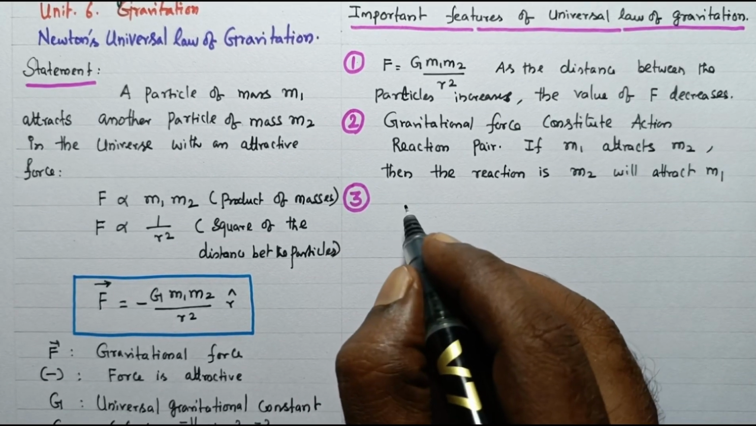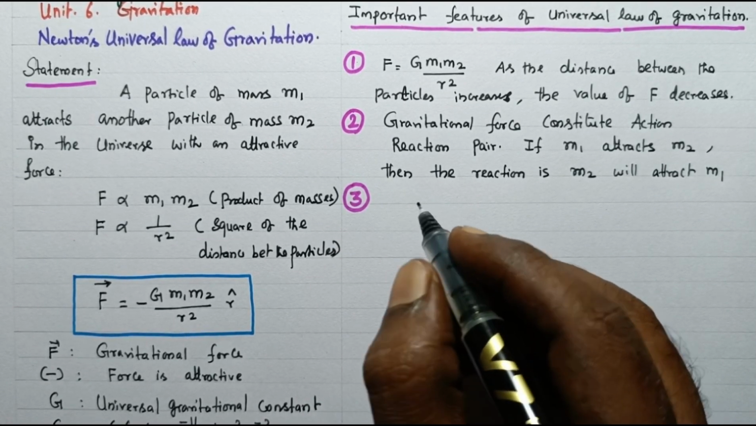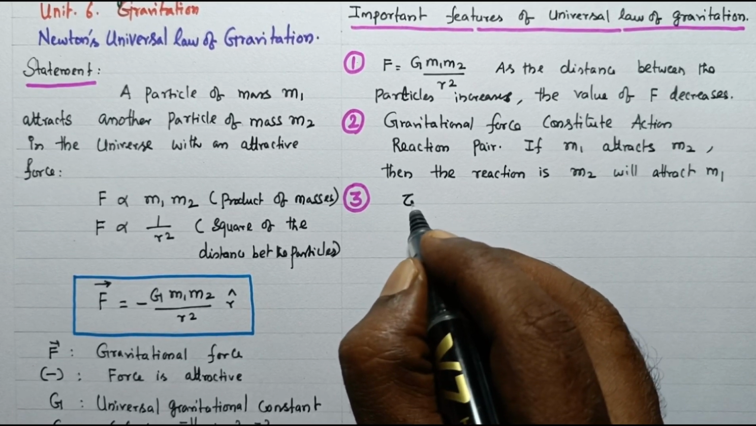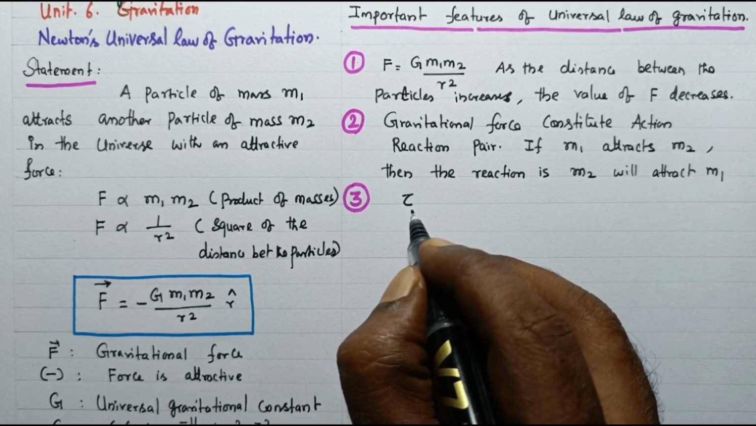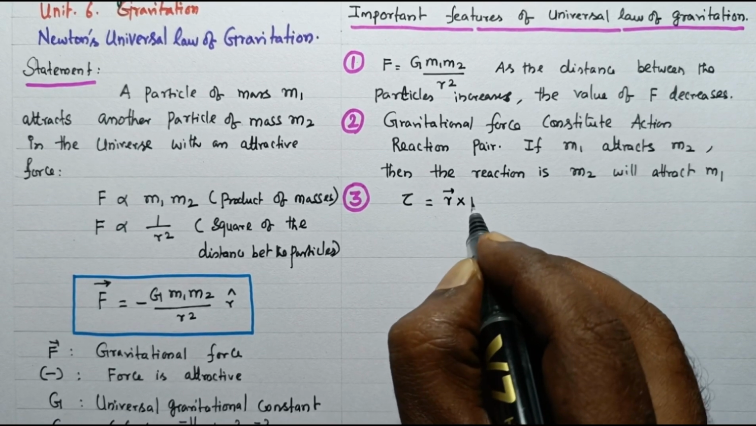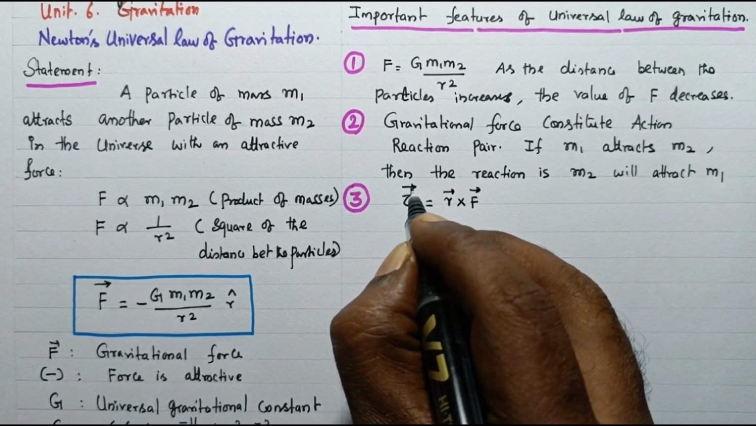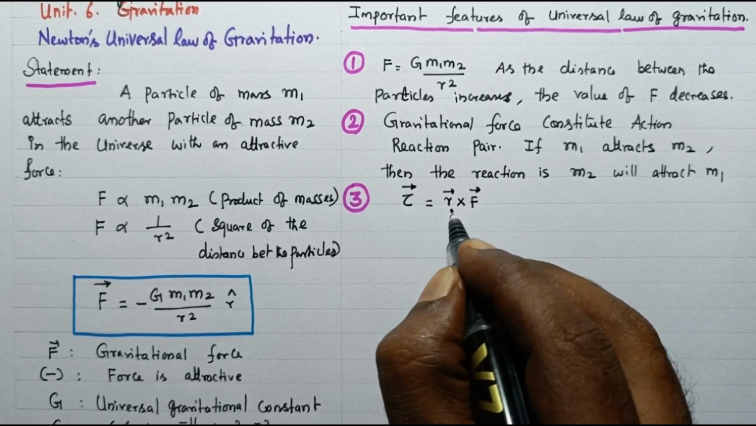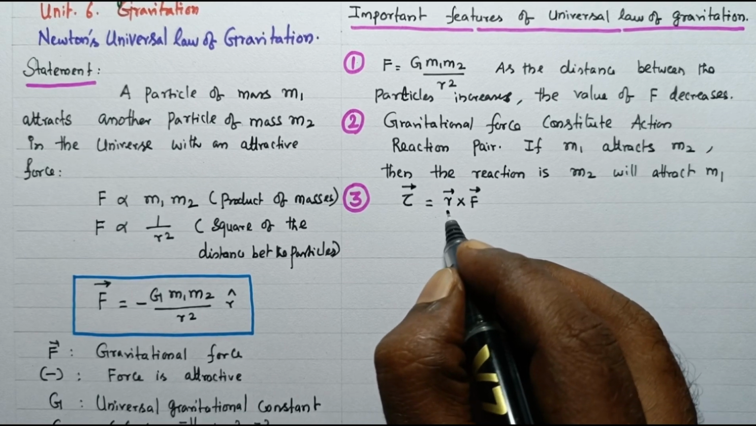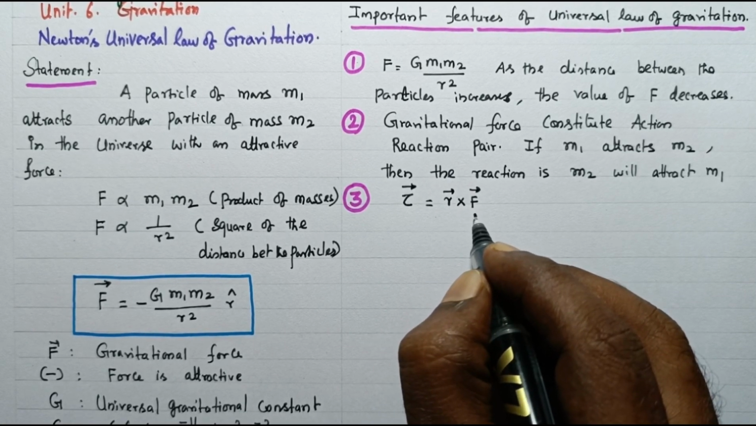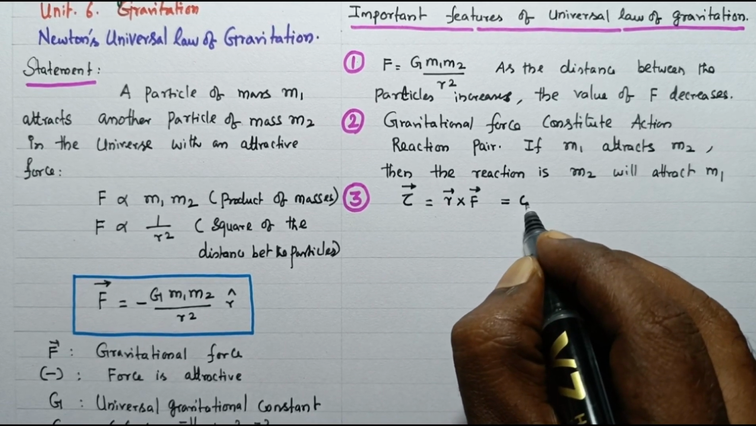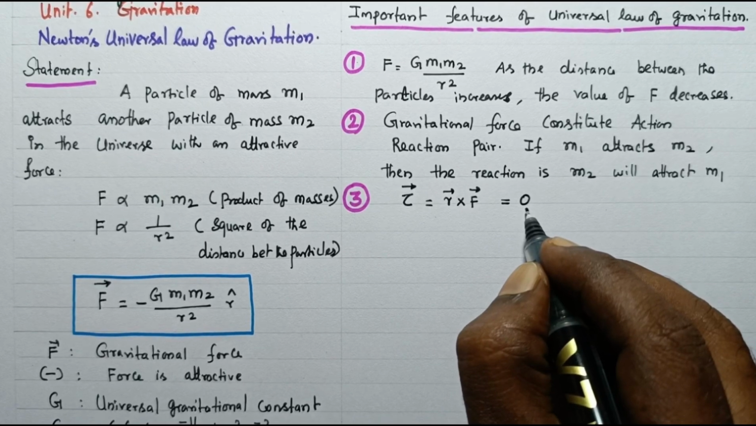Next, third point. The torque experienced by the earth due to the gravitational force. Torque is tau. Torque experienced by the earth due to the gravitational force is equal to r vector cross F. Torque is a vector quantity. So torque is equal to r vector cross F vector. Here r is the distance between the sun and the earth. F is the gravitational force. Torque experienced by the earth will be equal to 0. This cross product will be 0.